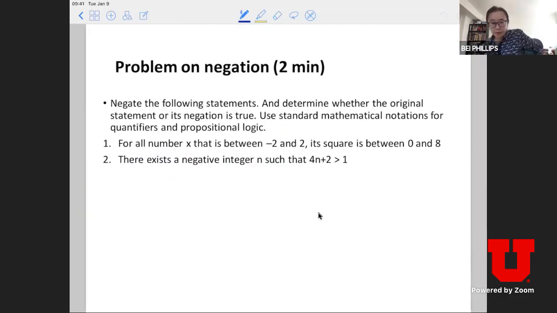Let's go over the next one. Okay, so now this is slightly more complicated, but not too complicated. Again, I have an English statement. You need to write out the logic expression and then compute the negation of it, and then decide whether the original one is true or the negation is true. Okay, so again, there's one more step, but I will give you roughly a minute.